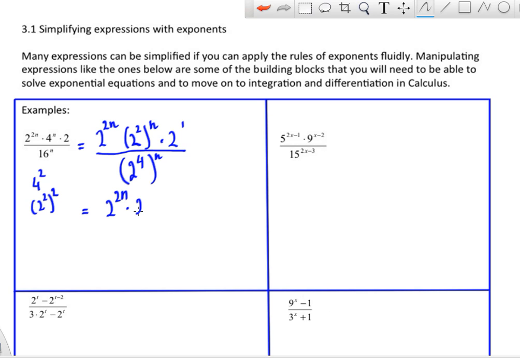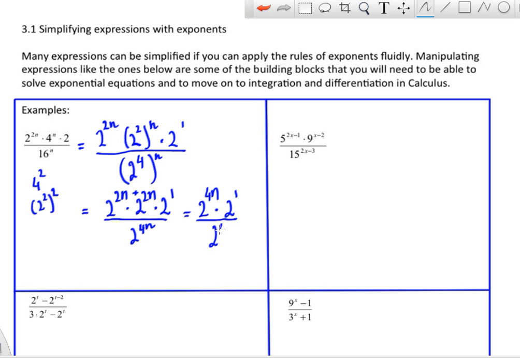We don't have much there to do yet. And then that's another 2n. And then that's another 2, but now to the power of 1. And then here I can multiply exponents as well, so that's 4n. And then I'm initially going to look at the top. All these can be added, so this is actually 2n plus 2n, which is 4n. That's 2 to the power of 4n times 2 to the first.